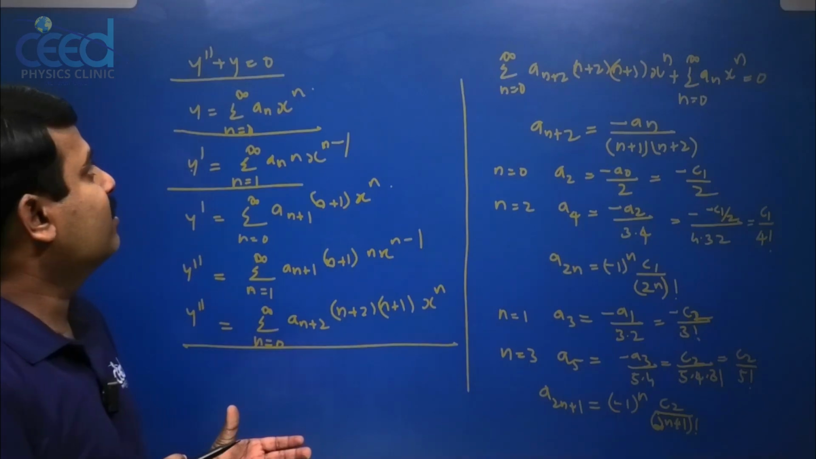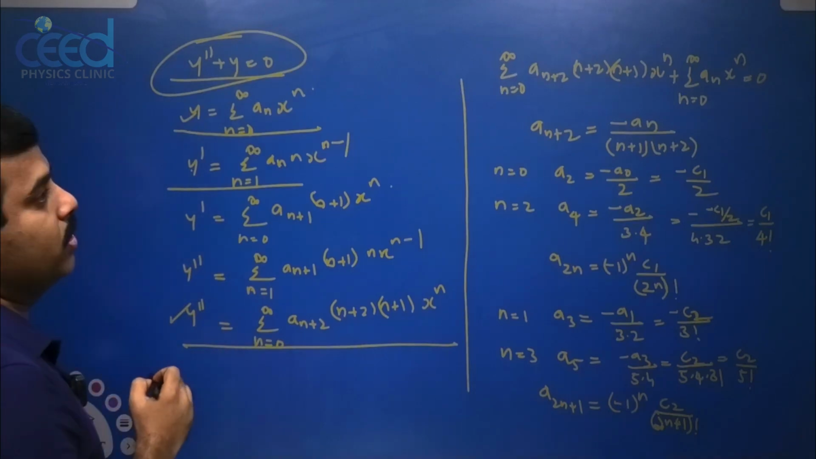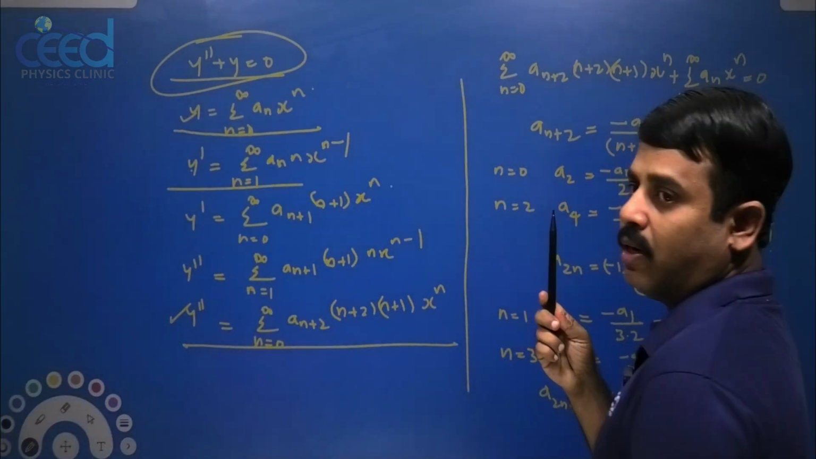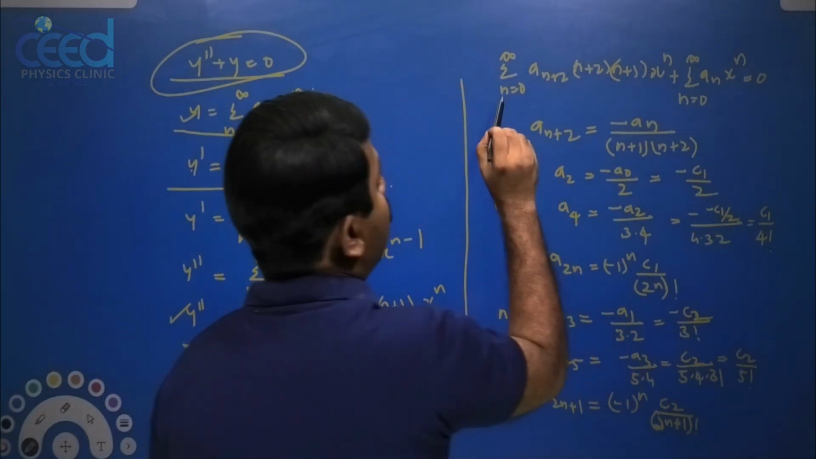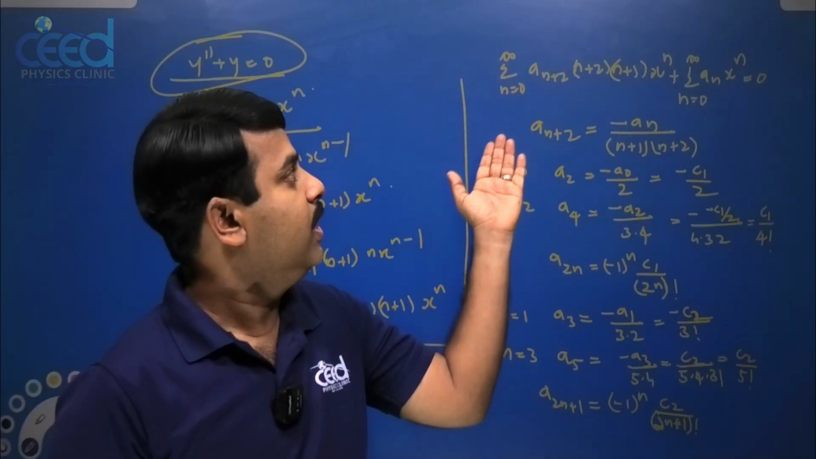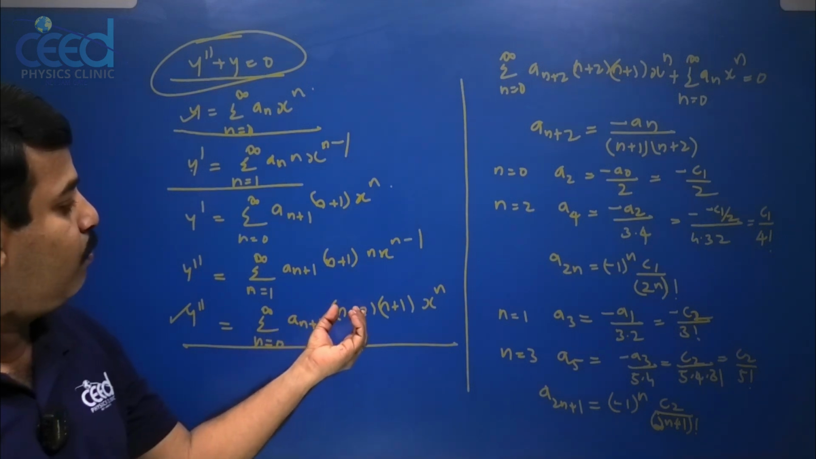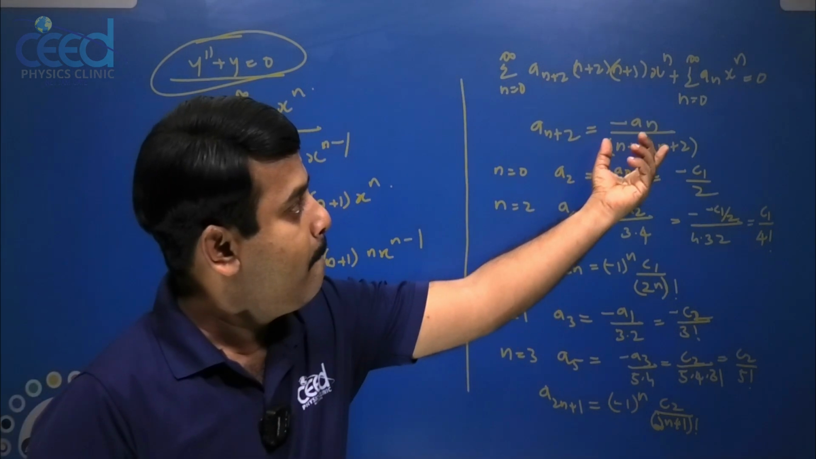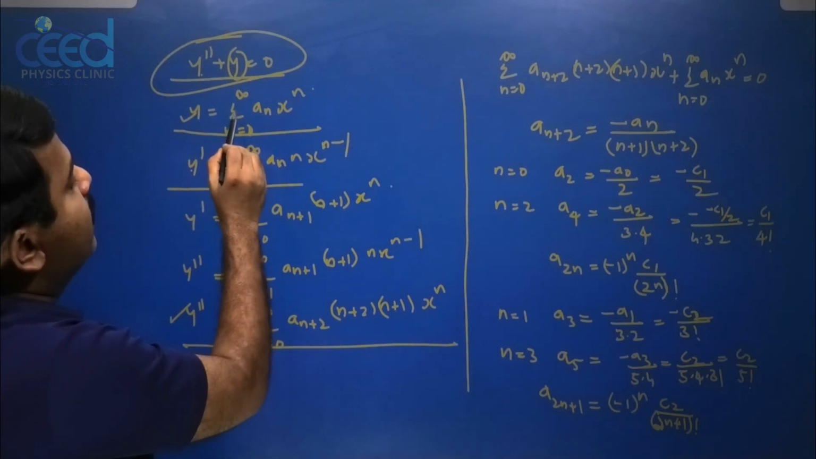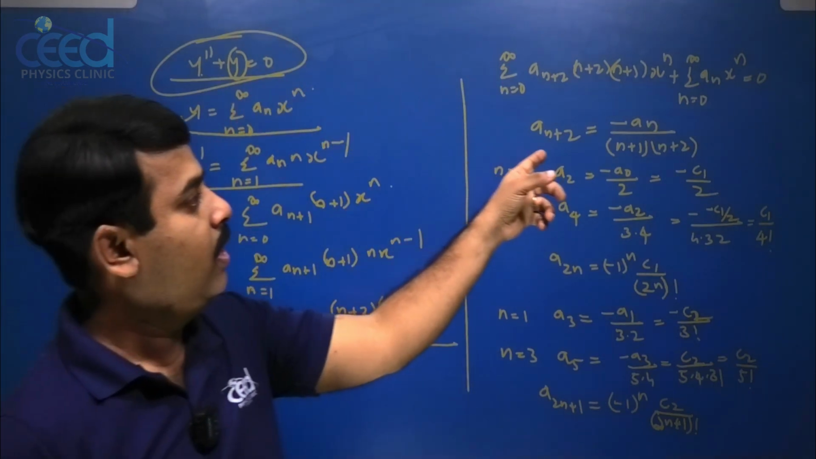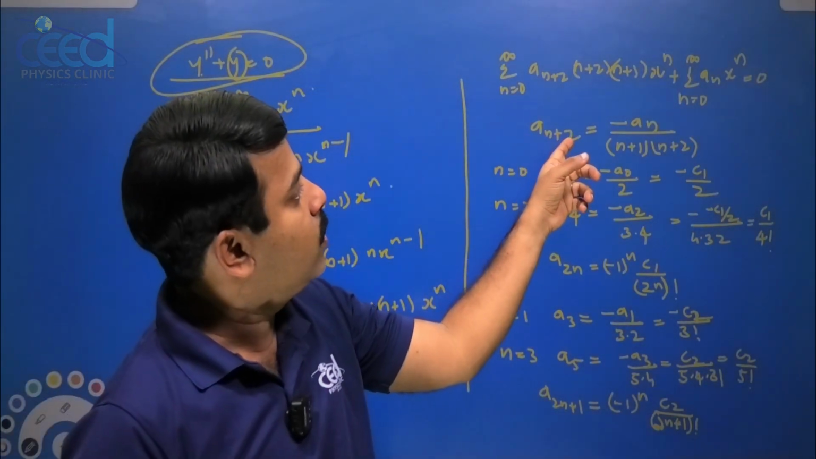Now what is the next step? We are substituting this y double dash and y in the starting equation. Here sigma n equal to 0 to infinity a n plus 2 into n plus 2 into n plus 1 into x raised to n, plus the y value, the same equation with the y double dash value substituted. Now the y value is sigma n equal to 0 to infinity a n x raised to n, equal to 0.